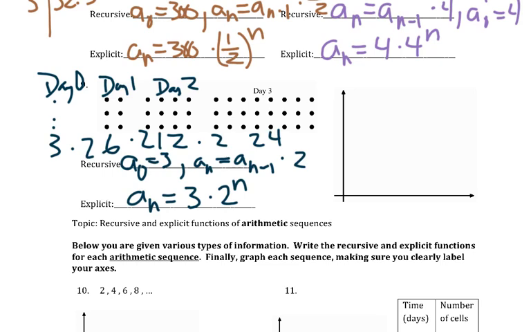Okay, and this one, we start at 3, so I'm going to count by 3s. 3, 6, 9, 12. So day 0, we're at 3. Day 1, 6. Day 2, 12. Day 3, 24. So 15, 18, 21, 24. And then so on.